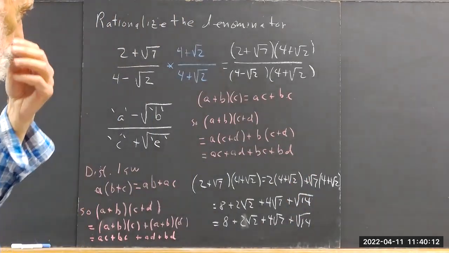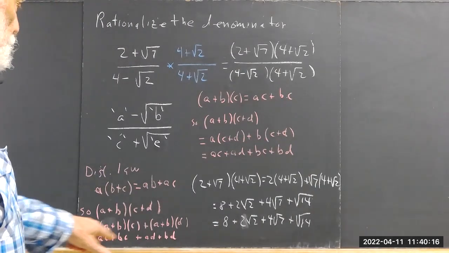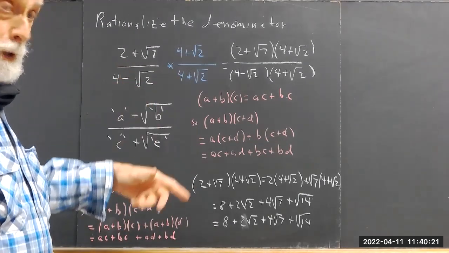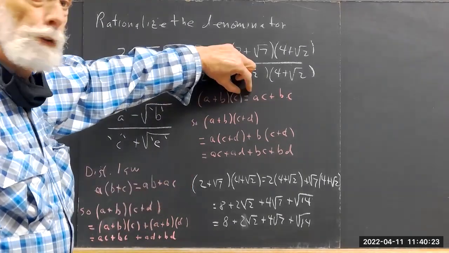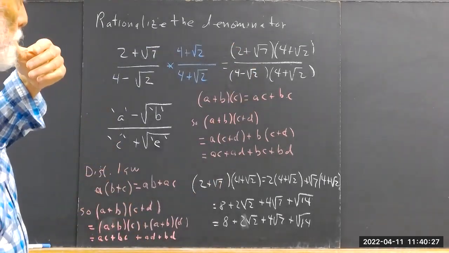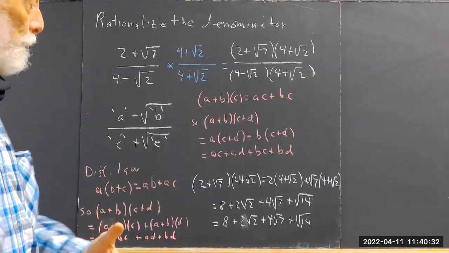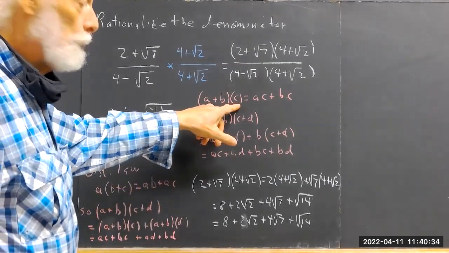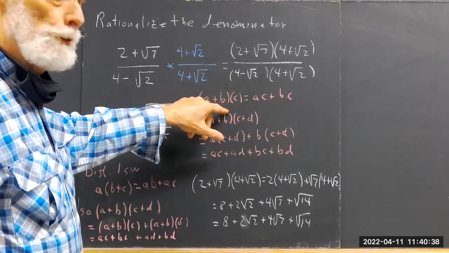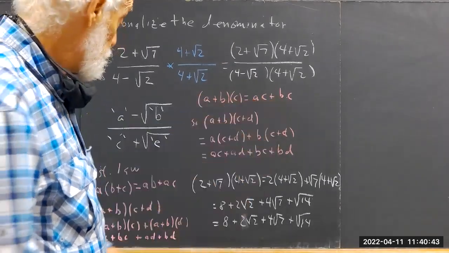AC plus AD plus BC plus BD, which is the same as what we got here, but it came out in a little different order when I chose to use this form of the law, okay? But it's the same thing, and we say that multiplication distributes over addition. In other words, you have this multiplication, it's going to multiply by each of the things that's added. And the result is going to be the sum of those two things.